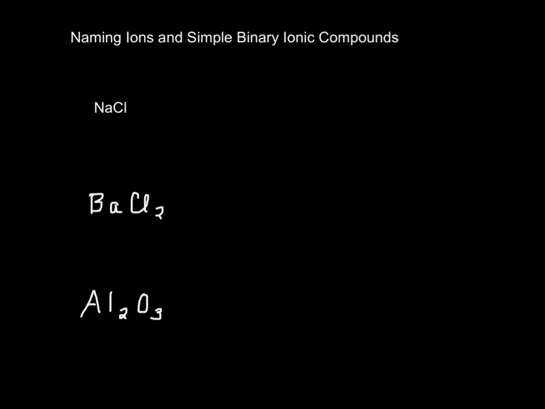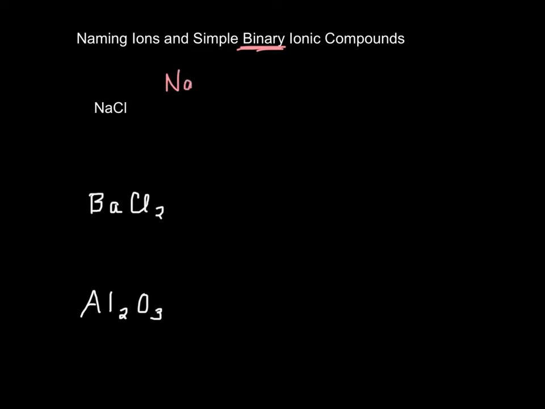So on this compound, let's talk about how we name the ions and how we name simple binary ionic compounds. Binary just means two things in it, okay? So Na is a metal, so it's from Na+ and Cl-. Na+ is called sodium ion, and Cl- is called chloride. So NaCl is called sodium chloride.